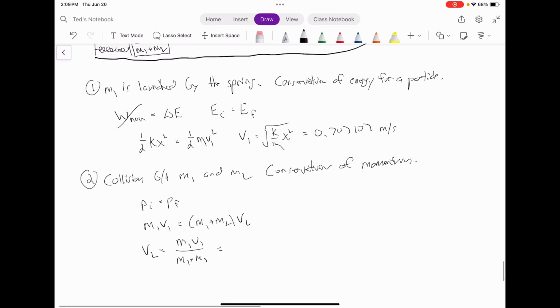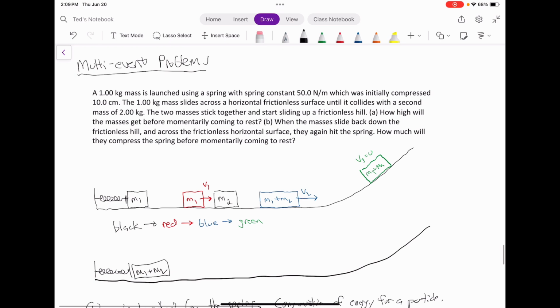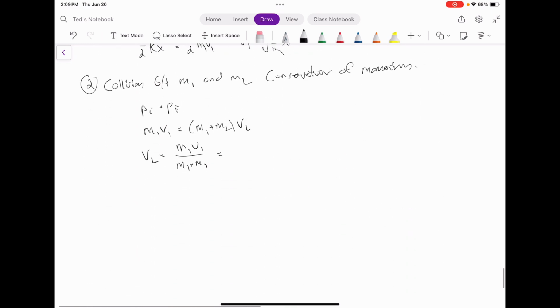let's see, m1 is 1 kilogram, and m2 is 2 kilograms. So this is going to be 1 times the velocity we just got divided by 3. So v2 is equal to 0.2357 meters per second.